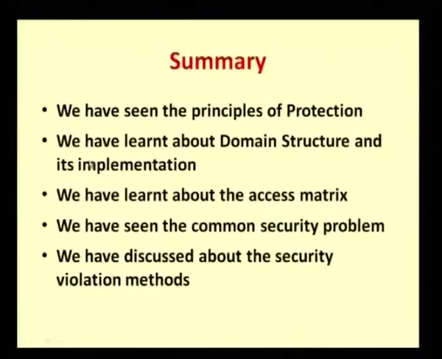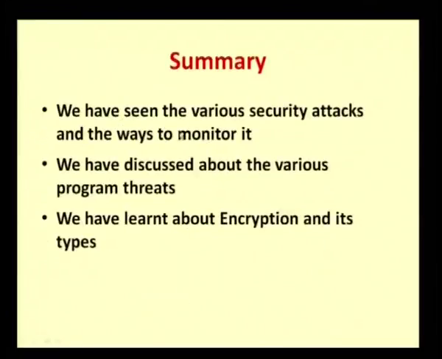Now, let us summarize whatever we have seen in today's lecture. We have seen the principles of protection. We have learnt about the domain structure and its implementation. We have learnt about the access matrix. We have seen the common security problems. We have discussed the security violation methods. We have also seen the various security attacks and the ways to monitor them. We have discussed the various program threats. We have learnt about encryption and the different types of encryption, that is symmetric encryption and asymmetric encryption.